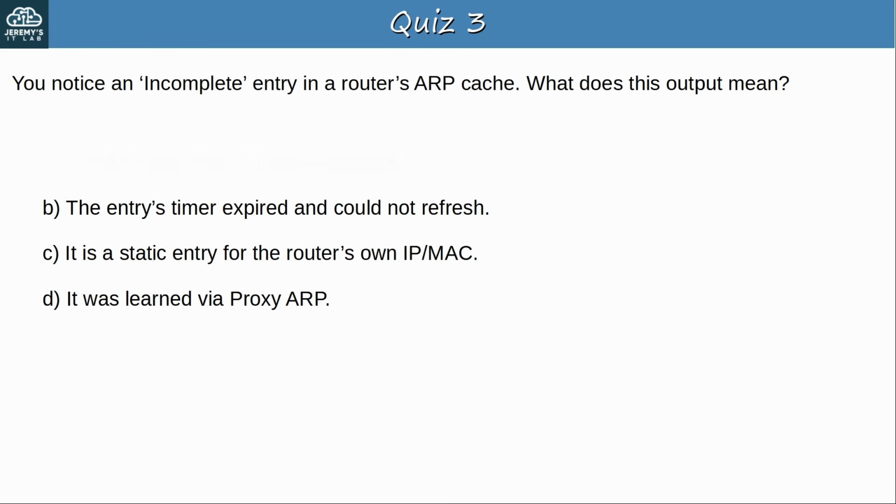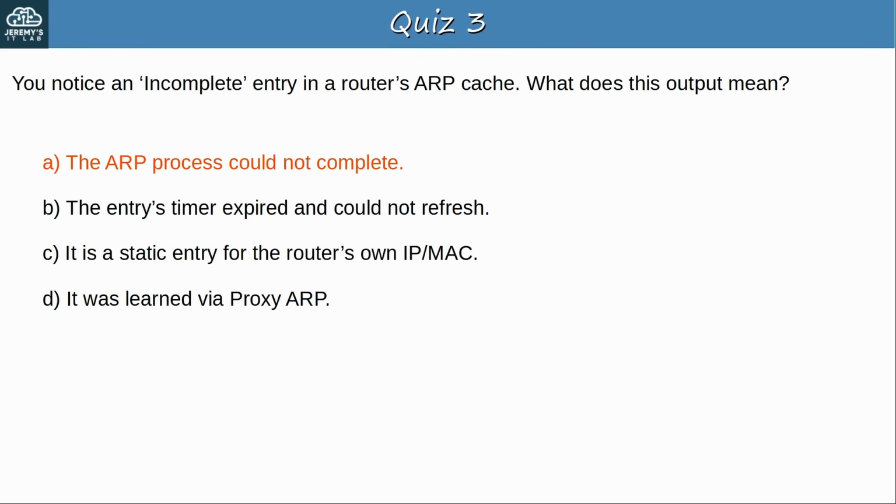Okay, the answer is A. The ARP process could not complete. Before sending an ARP request, a router first creates an incomplete entry in the ARP table for the target address. If the ARP process is successful, the entry will be updated to make a complete entry. If ARP cannot complete, for example because the target IP address doesn't exist on the network, the incomplete entry will remain in the ARP table for a minute before being cleared.